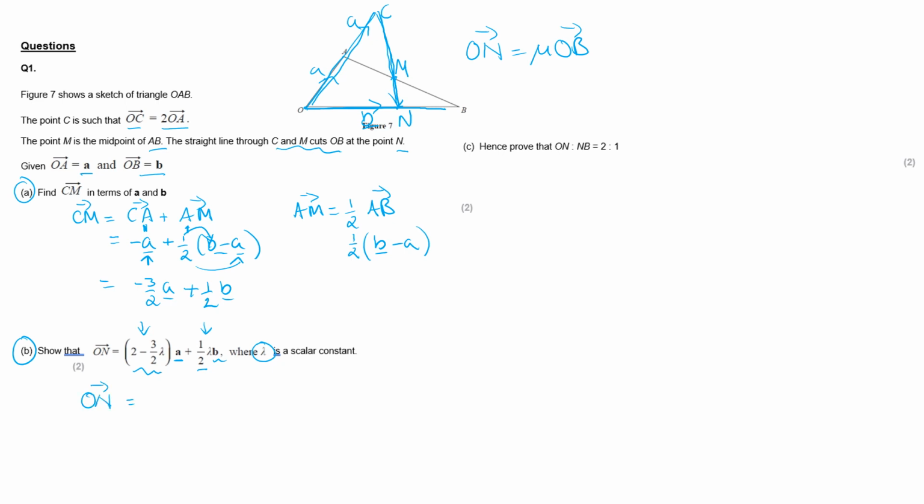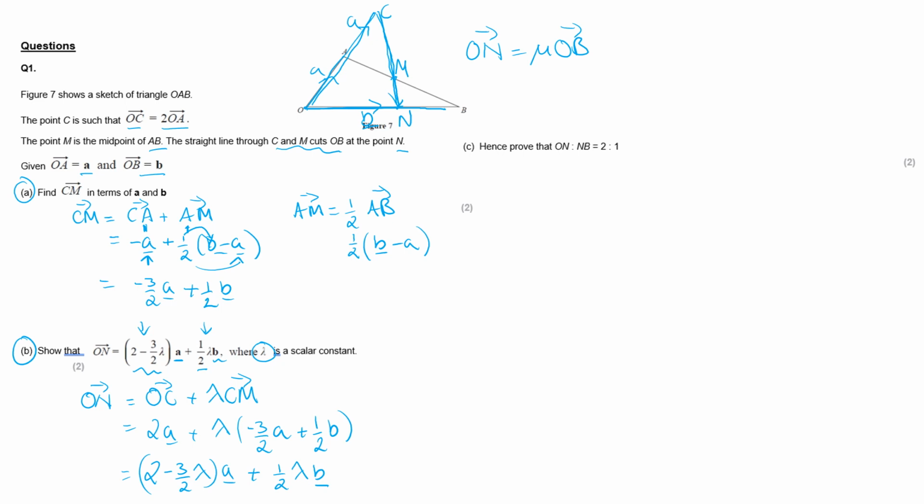O to N is going to be O to C plus lambda C to M. Now O to C is easy. That's 2a plus lambda, and what was CM? We've just found it in our previous question, minus 3 over 2 a plus half b. Now what you need to do is collect all the a terms together. So that is 2 minus 3 over 2 lambda in the a direction plus half lambda in the b direction. So that's how we do part B.